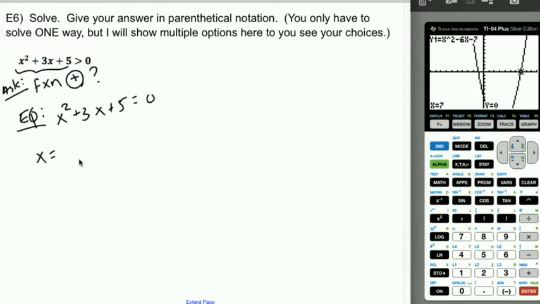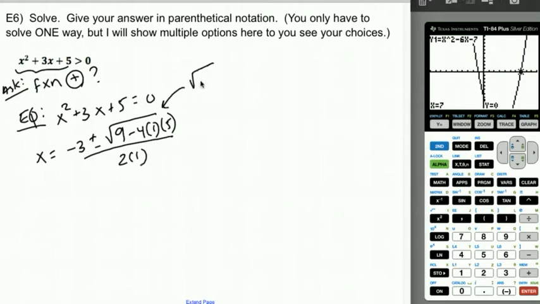Well, it's prime. It doesn't factor, so I'm going to get negative b plus or minus the square root of b squared minus 4 times a times c, all over 2 times 1. Well, what I want you to notice is that this inside is a 9 minus a 20, which is a negative 11. So that's non-real. Okay, so what that means is there are no real roots.